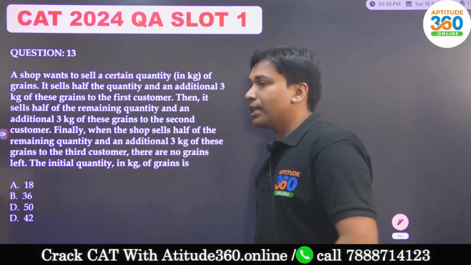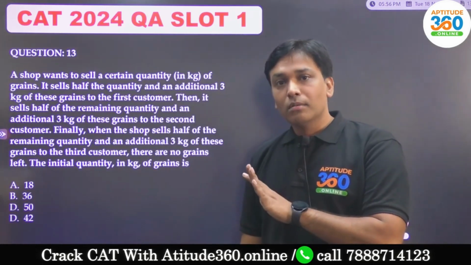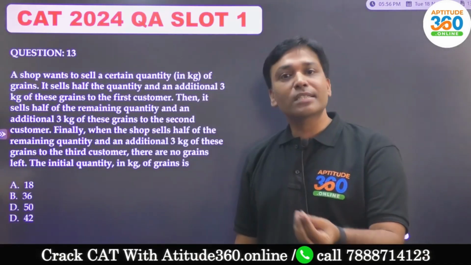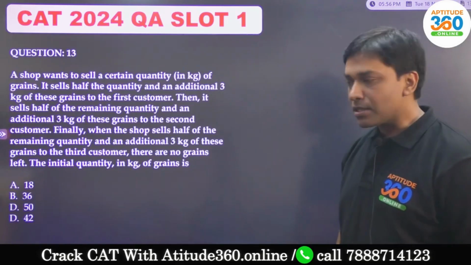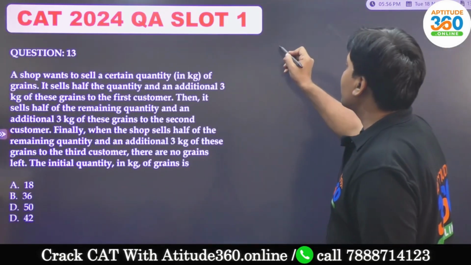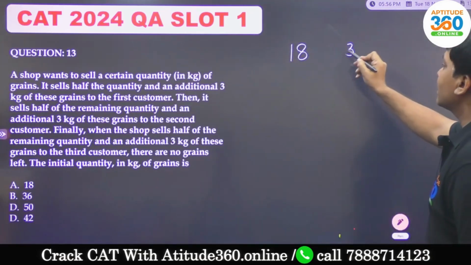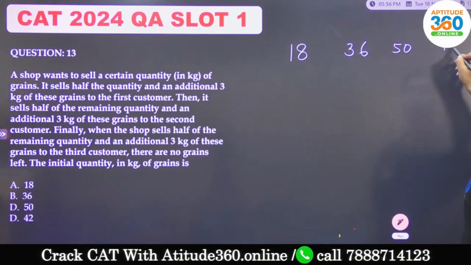The initial quantity. If you try to solve this problem by using algebra, then it is going to be of 2 pages. But then you do not have 10 minutes and 2 pages, right? So how to simplify this? By eliminating the options. Because answer is going to be one of these. So what is that I'm going to do? Say there are 4 options. 18 and then 36 and then 50 and then 42.